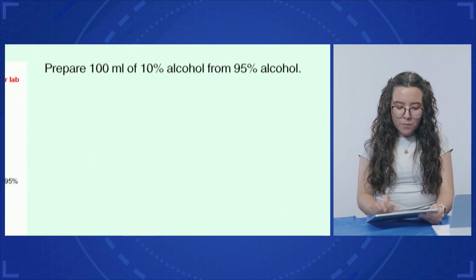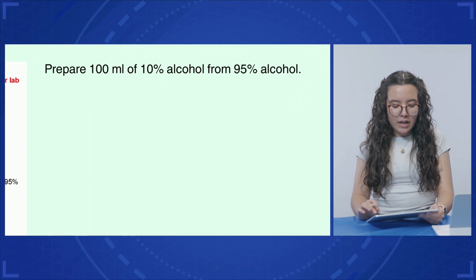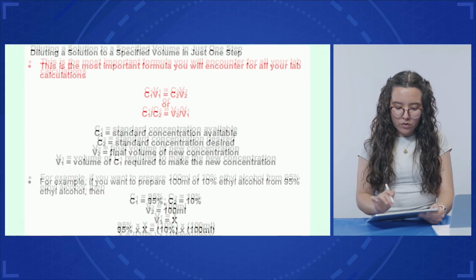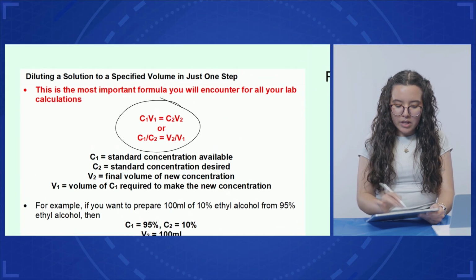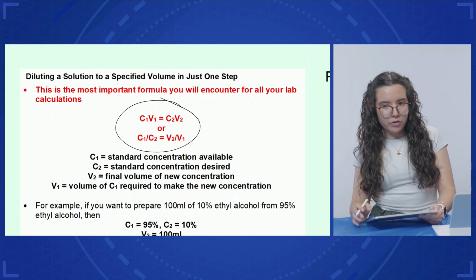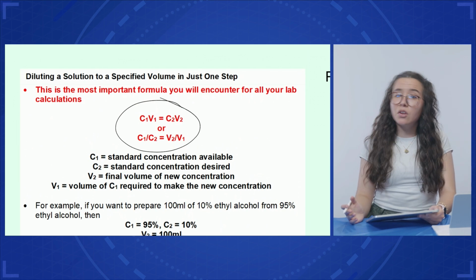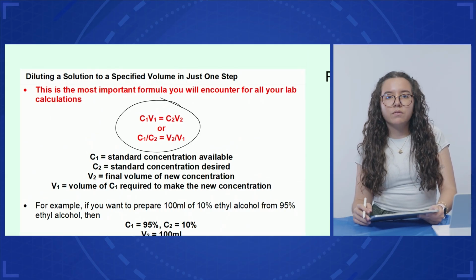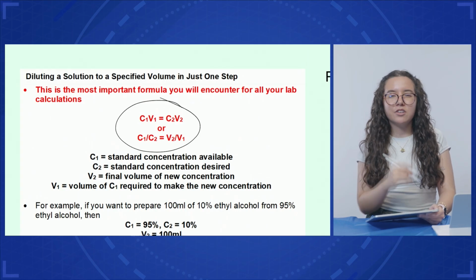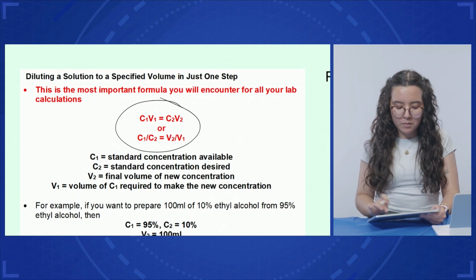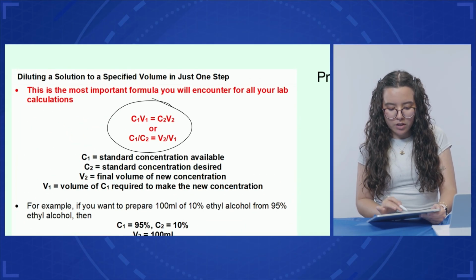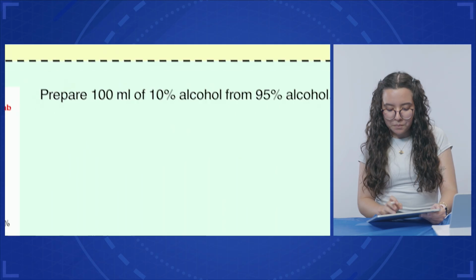Here it's telling you, for example, prepare 100 milliliters of 10% alcohol from 95% alcohol. Now, this formula here, if you look over, is the most important formula we will encounter throughout this whole lab math module. Honestly, it's technically the only formula, but with most of the problems that we did previously, we could have used this formula, and it's actually more intuitive to use it in problems like that. Here you can see first concentration, first volume, second concentration, second volume.